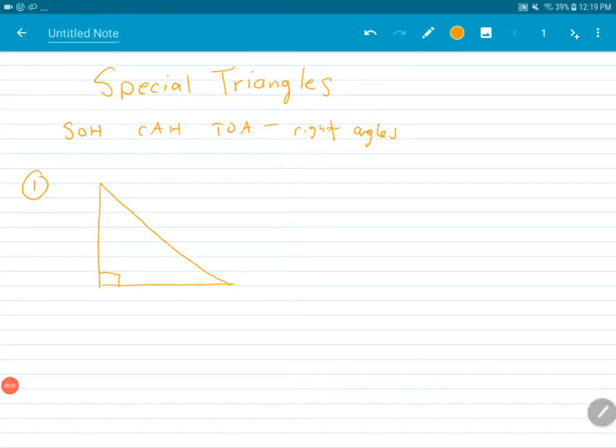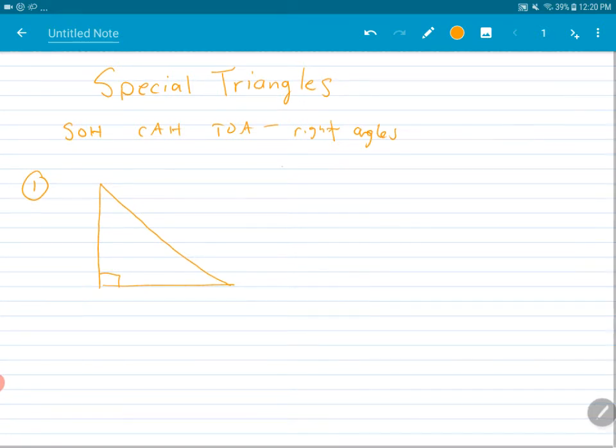Hi everyone, welcome to our new unit of trigonometry. Today we're going to be talking about special triangles, which basically are two triangles that you will need to remember for a long time in math, and it just gives us angles where our trig ratios are exact values.